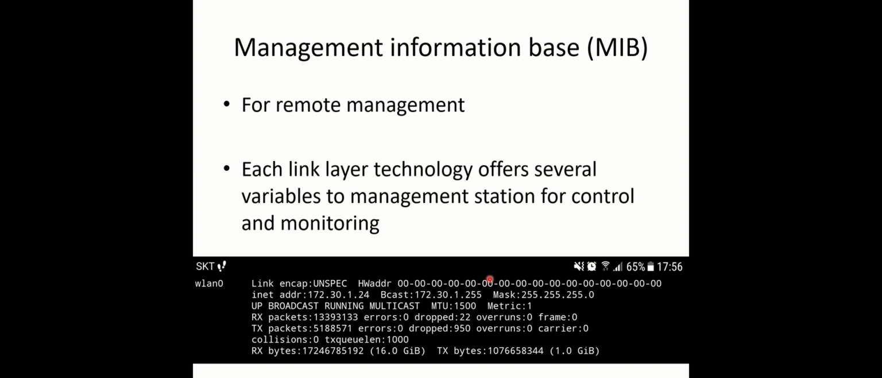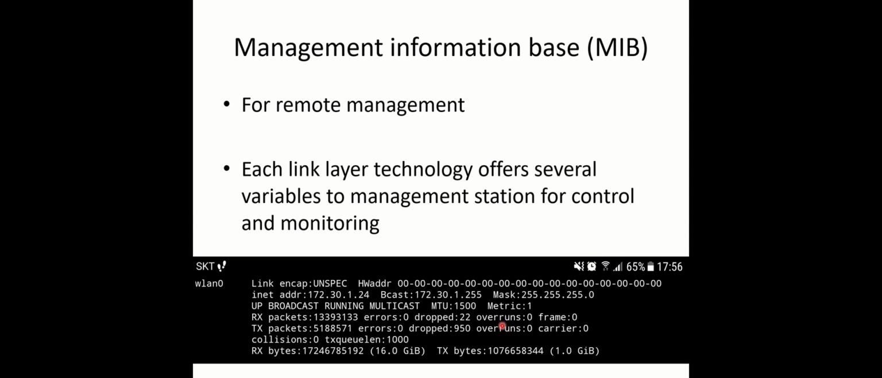Finally, the third thing that a link layer has to support is the management information base. For example, look at the ifconfig output here. It shows the data values associated with the Wi-Fi link on my smartphone, and it shows some statistics here, like number of received packets, number of transmitted packets, number of received bytes, and number of transmitted bytes, number of errors, number of dropped packets, and so on and so forth. In fact, there are many more data that this link is bookkeeping for network management.